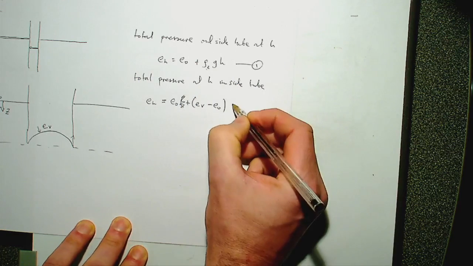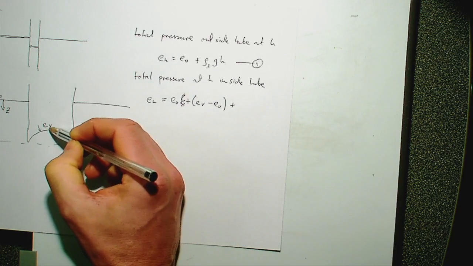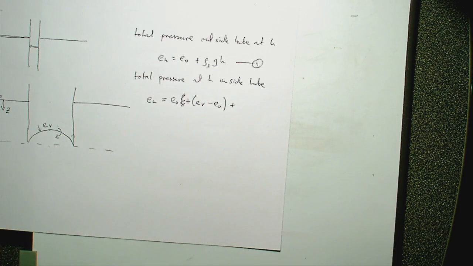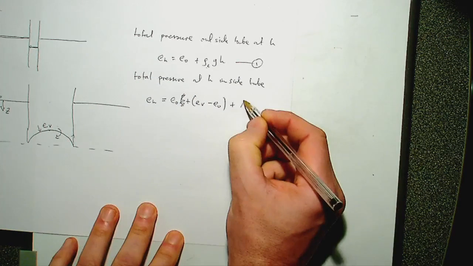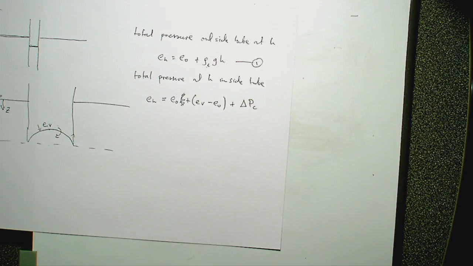Plus, there's an additional pressure. There's a pressure as we cross this boundary. So there's a change in pressure. We call this delta P C, for the pressure in a capillary tube. So that's equation two.